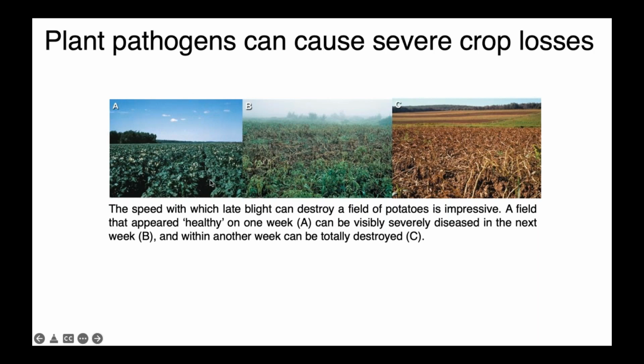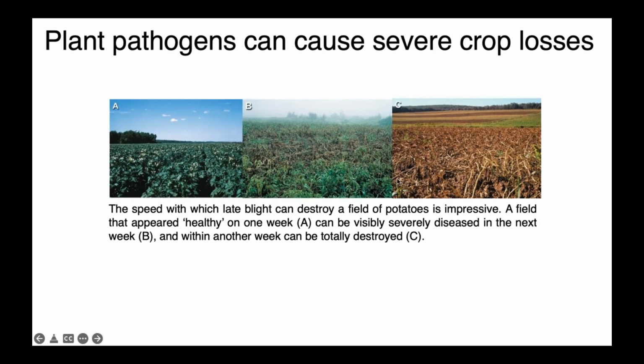So in this first picture, you can see what appears to be a perfectly healthy potato crop. And then within 1 week, you can see that the pathogen spreads and causes rapid loss of leaves across the whole canopy. And then within another week, you can see the crop is completely decimated and there's no longer any foliar canopy. And in fact, this is even worse than it appears because the pathogen also spreads to the tubers, causing a complete yield loss.